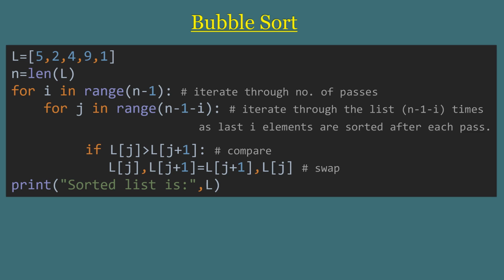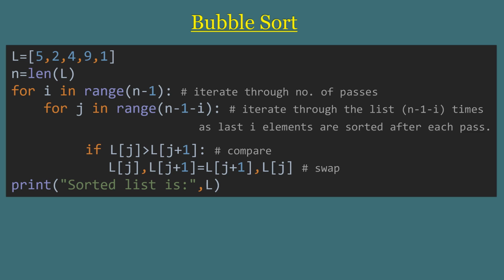At the end of the second pass, you'll find that the two biggest elements will be at the last positions. That means two elements will be at their proper positions. So the next comparison and swapping will be done with the rest of the elements. Like this, it will continue. It will be done through two loops, that means one loop is nested within another loop. The outer loop is iterating through the number of passes.